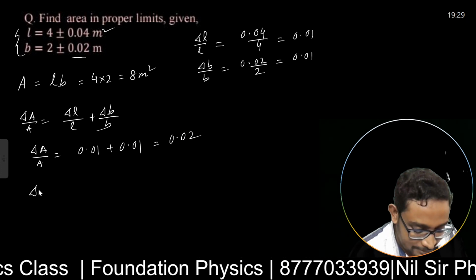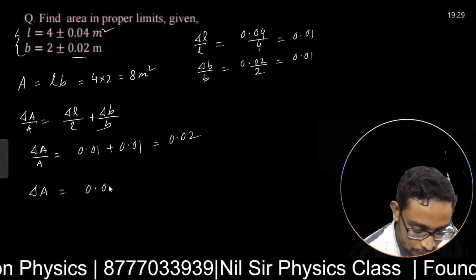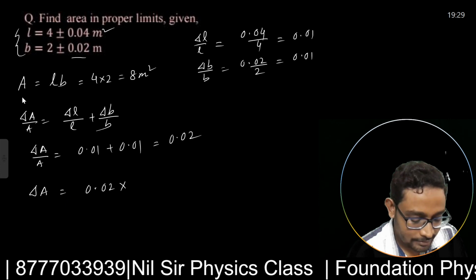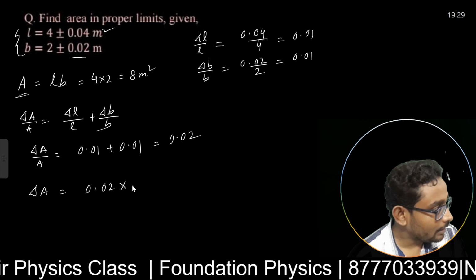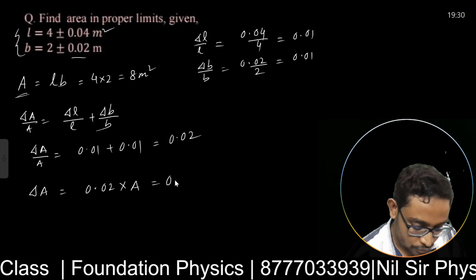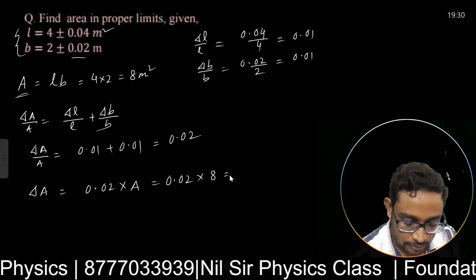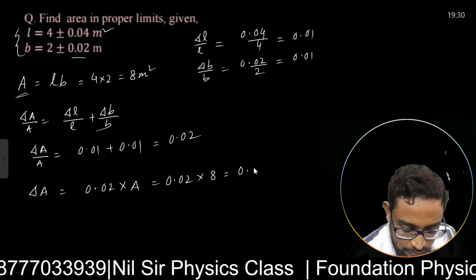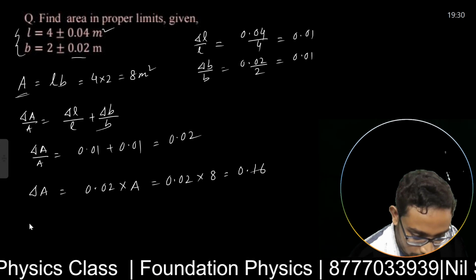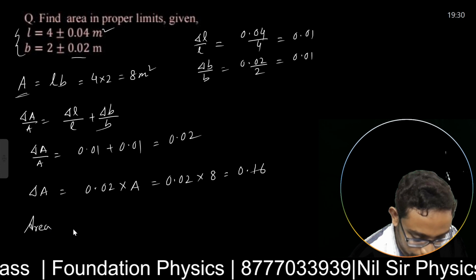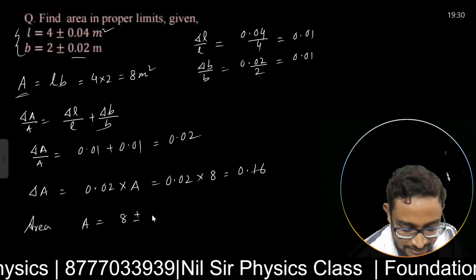Can we calculate delta A, which is equal to 0.02 times A? Am I correct? Which is equal to 0.02 times 8, which equals 0.16. So what is your area? Area A is equal to 8 plus or minus 0.16.